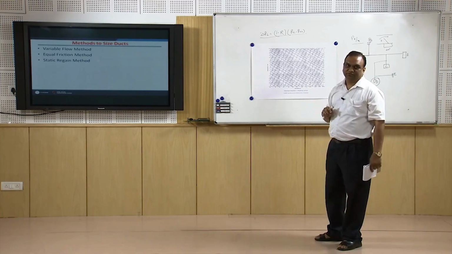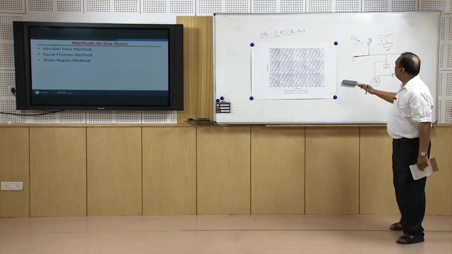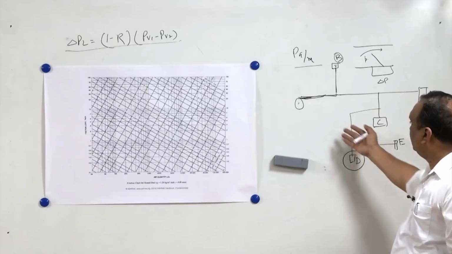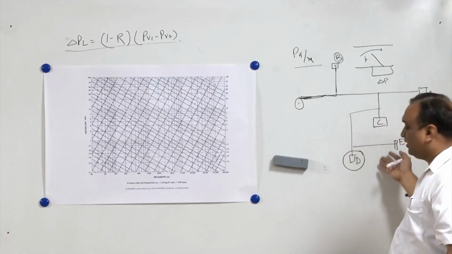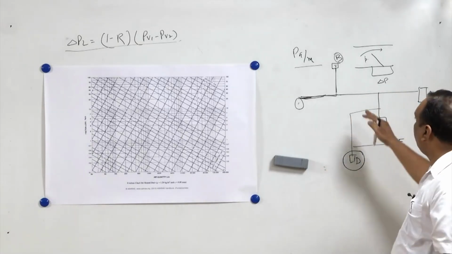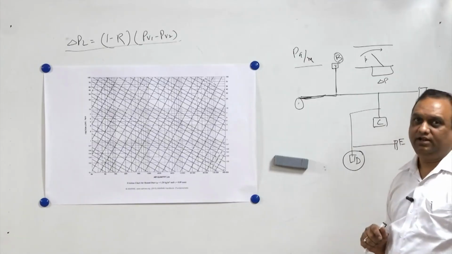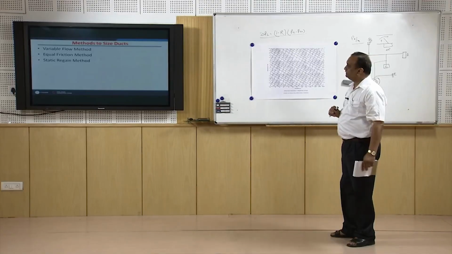Same is the case with the variable flow method also. In the variable flow method also, because in different parts of the duct network the velocity is chosen by the designer, in this case also, in order to balance the system, ultimately dampers are provided so that there is no imbalance in the system.